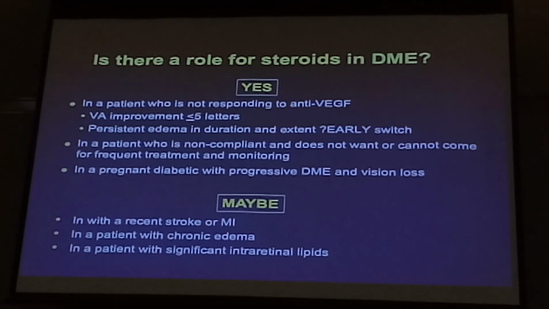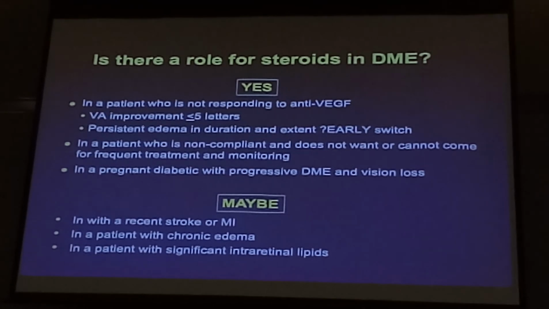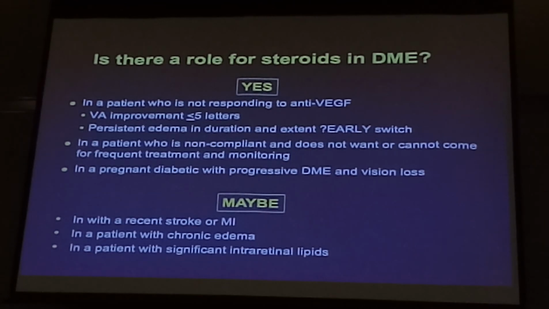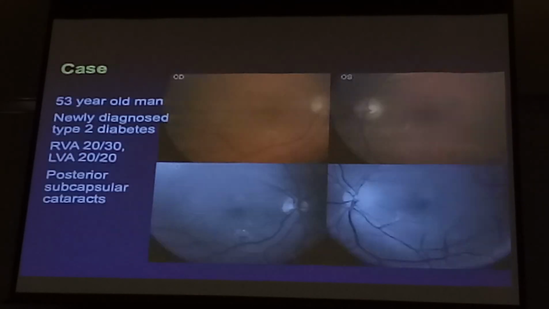So the role of steroids is definitely not discounted. Patients who are non-responders, those who cannot come in frequently, by frequently we mean once every month or 2 months, because they will need 8 to 9 injections in the first year, pregnant patients, and patients who are at risk of an anti-VEGF agent. Okay?